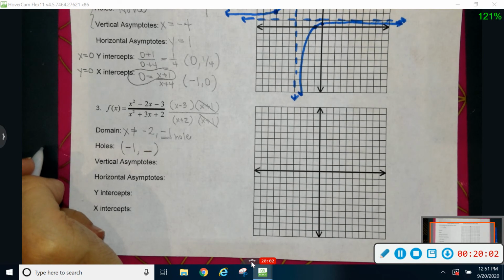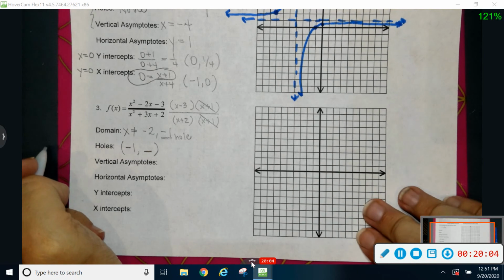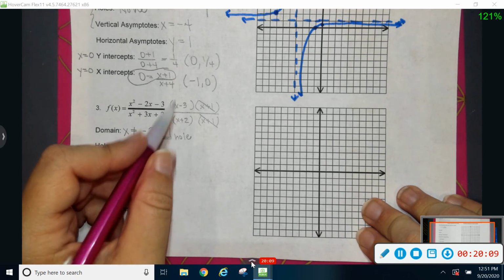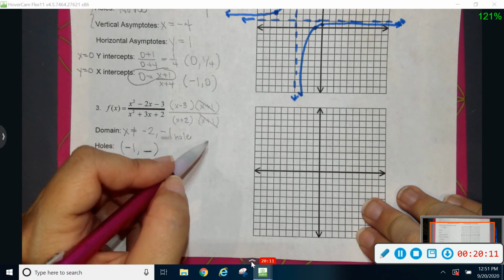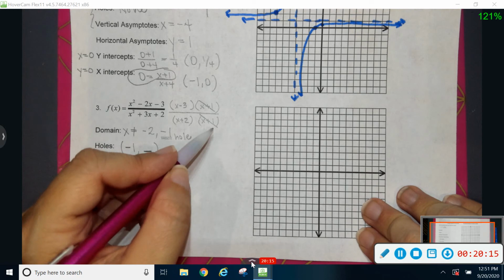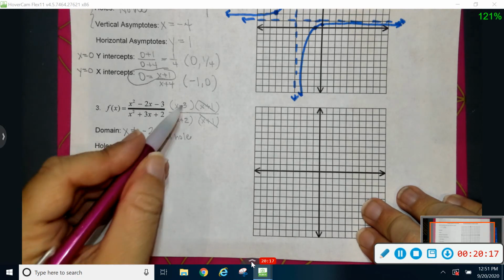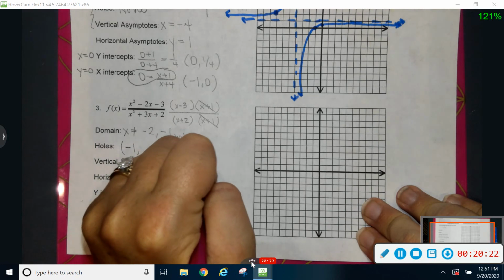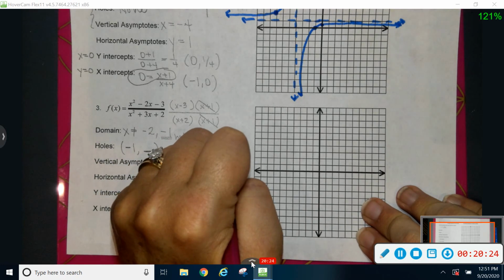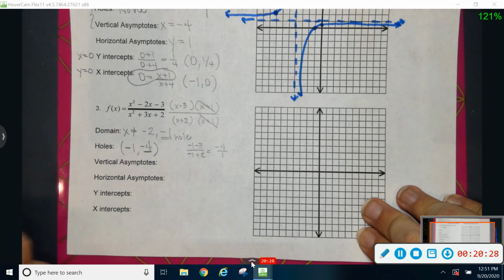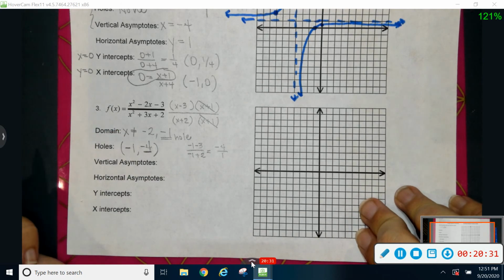So if I'm given any x, how do I find the y that matches? I plug it in. So I'm going to take this x and plug it into just what's left over. Because if I plug it into the original, I'm going to get that 0 in the denominator. So here we go with -1. I would have (-1 minus 3) over (-1 plus 2), -4 over 1. So it looks like my hole is completed at y equals -4. So (-1, -4) will be where my hole is.